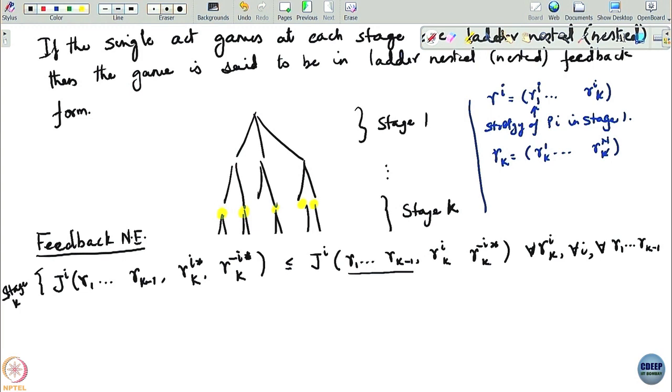Because regardless of what was played in the first k minus 1 stages, the stage k strategies should be chosen such that they are in equilibrium. Which means what you do in the kth stage has to be tuned to the exact information, the exact subtree that has come up in that stage. So remember you have a for all gamma^1 to gamma^(k-1). You have to pick a strategy in the kth stage such that regardless of which history has brought you to the kth stage, you are in equilibrium. All right. Yes.